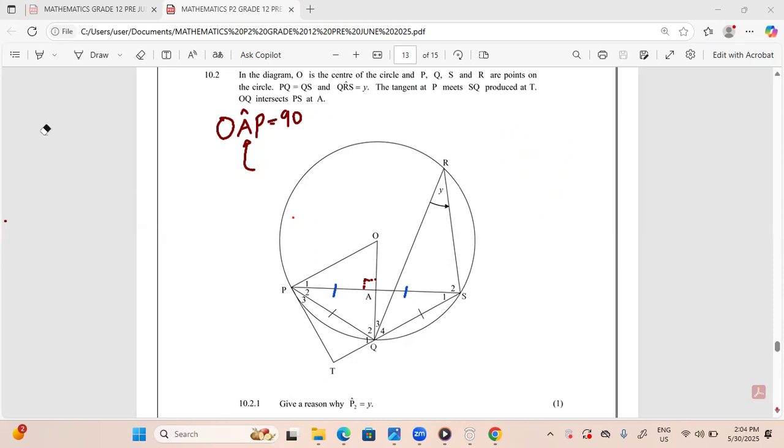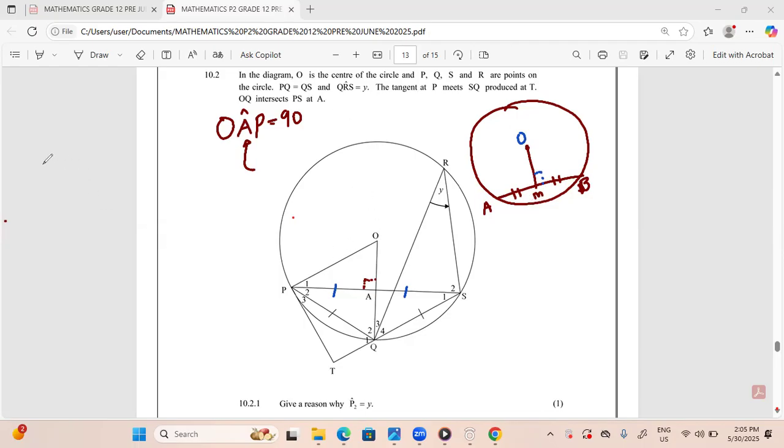The second scenario is this one. If I give you the center, give you the chord, and I tell you that this chord is being bisected, and I tell you that AM is equal to MB, automatically you have to know that this angle here is 90, because this line OM is the line coming from the center.